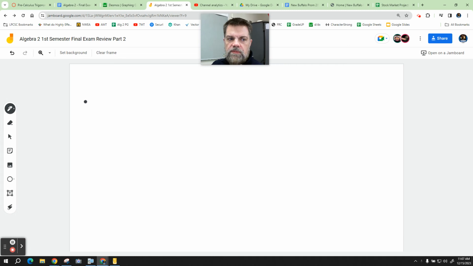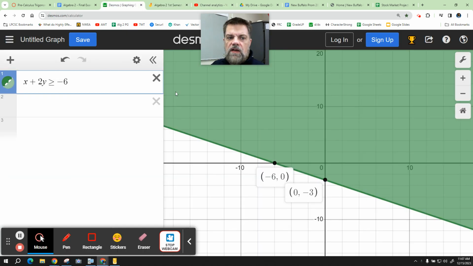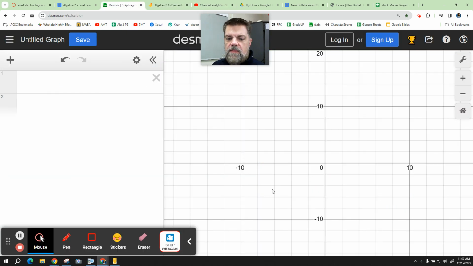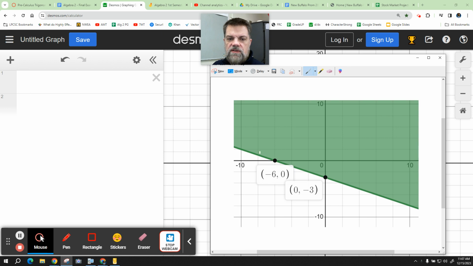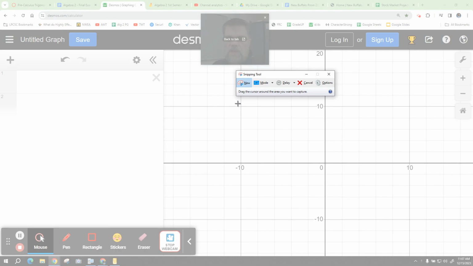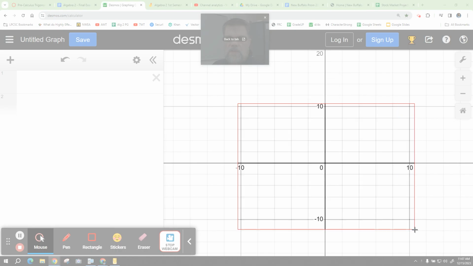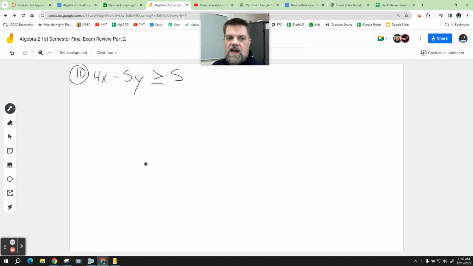So for problem number 10, we have to graph 4x minus 5y greater than or equal to 5. We're going to do this by hand, but I'm going to try something different. We're going to sketch this, and then we'll see how close we are to the actual real deal.